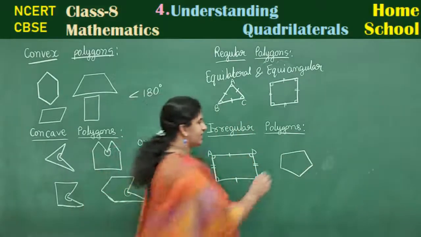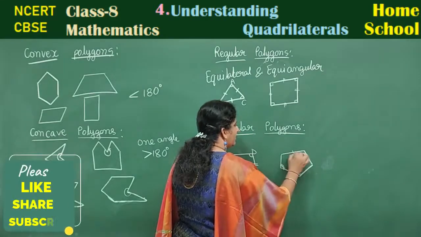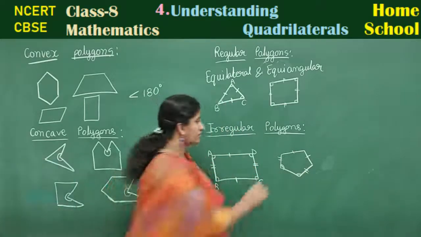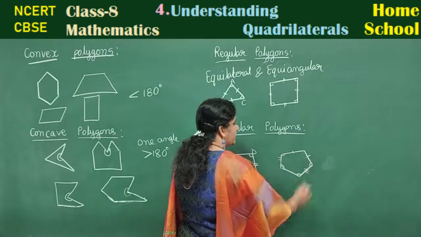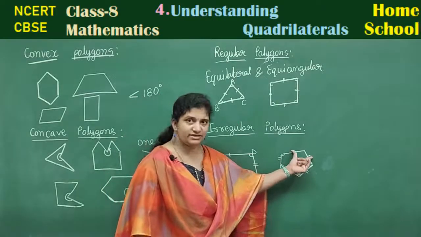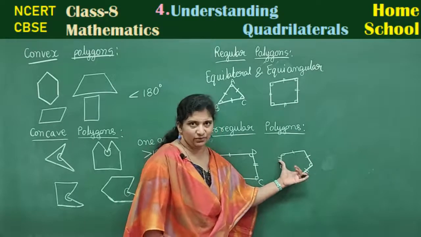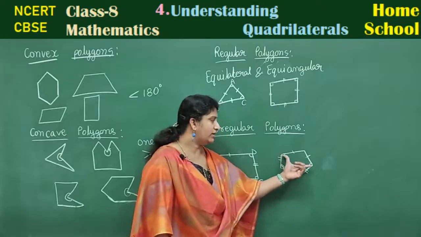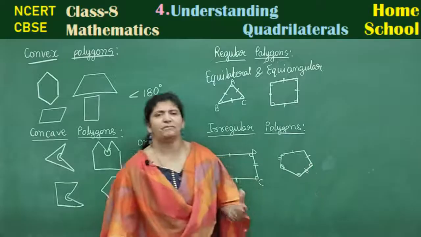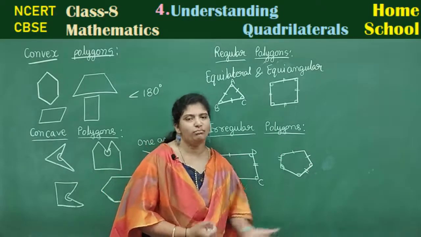So you can say that these two angles are equal and these two sides are equal, and these two sides are equal and these two angles are equal. You can see here, immediately, if these two sides are equal, it means this side is not equal to this side. A pair of angles equal and a pair of sides equal, then I can say it is an irregular polygon.